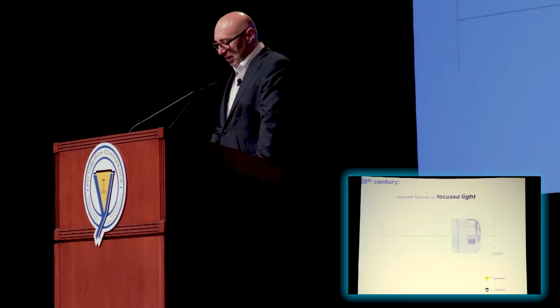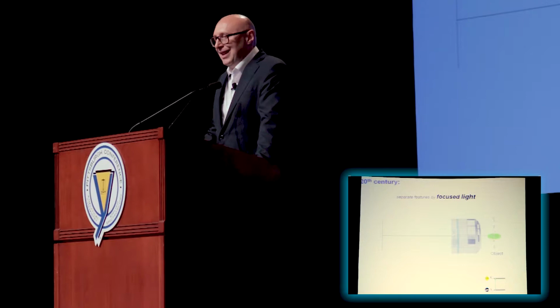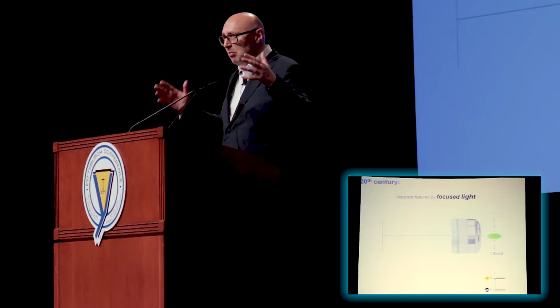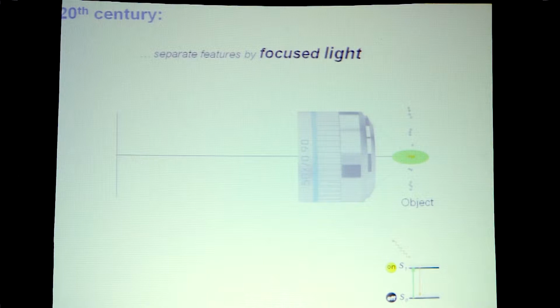Because they thought, and that was a misconception, that a separation of features in a light-focusing microscope has to be done by the phenomenon of focusing the light. So in other words, if you manage to focus the light very, very sharply down to a small spot, then of course you get a high spatial resolution because you can concentrate that sharp spot of light to a very tiny area, as it is shown here on the slide.